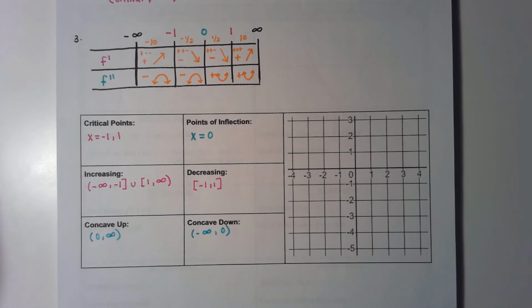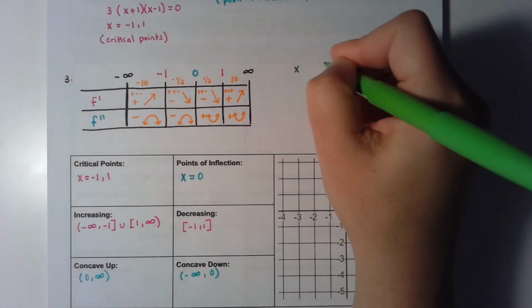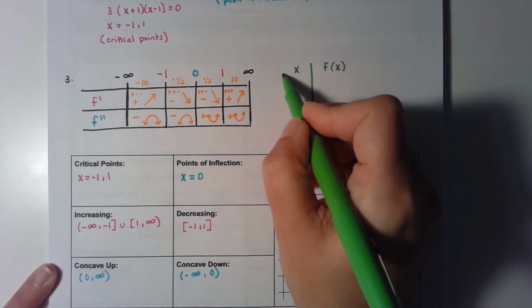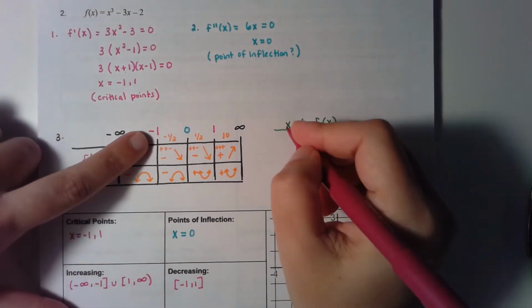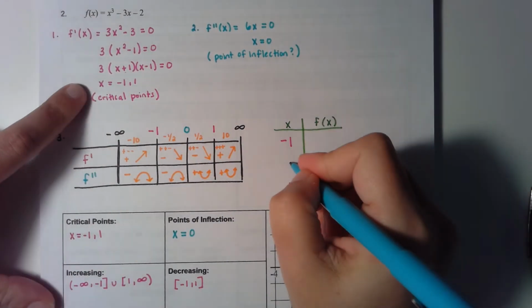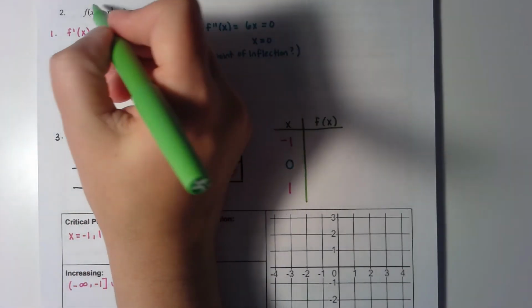Okay, now we're going to sketch a graph. The one thing that's missing here that we had in the other problem but we don't have here is the actual y values of the function. So what I'm going to do now is go back up here and calculate the y values for the important x's. Now the important x's here would be the -1, the 1, and the 0. The critical points and the point of inflection. And I can find those function values by substituting into the original equation up here.